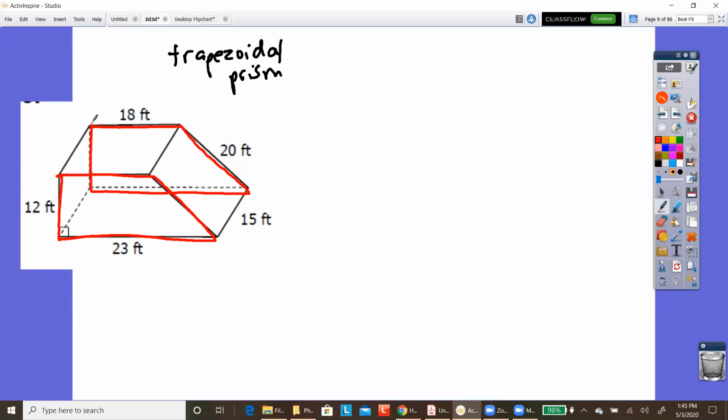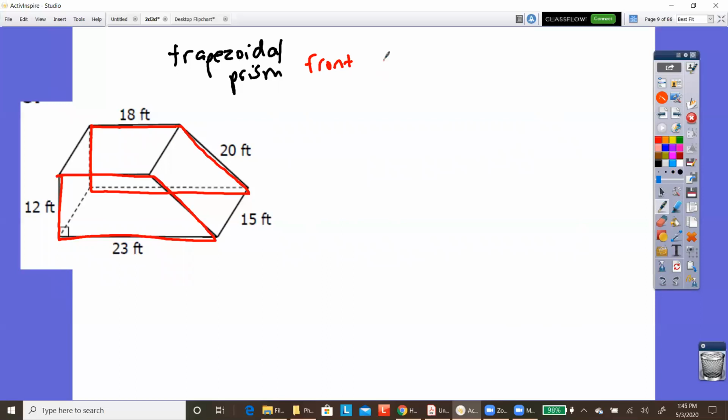And then there's 4 rectangles around the side, so 6 total faces in this one. Those lateral rectangles, even though it's laying down, you still consider the 4 rectangles together to be the lateral area. You would have to add those to the 2 base areas. So let's start with the front and the back in this case, which are the 2 bases.